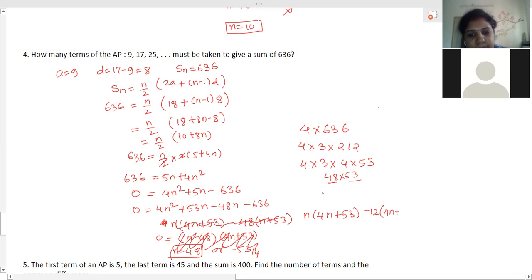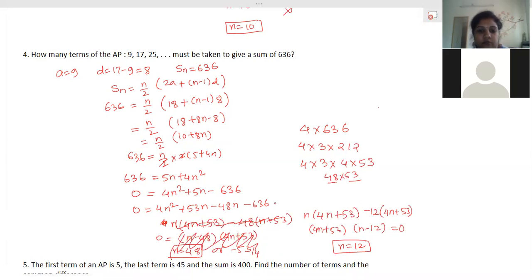How is it 53? 12 we have taken common. 636, right? Sorry, this is 4. This is 53, right? So it is (4n plus 53) into (n minus 12) is equal to 0. So n is equal to 12. 48 into 53 is the product, equal to 4 into 636. And here it is only 636.